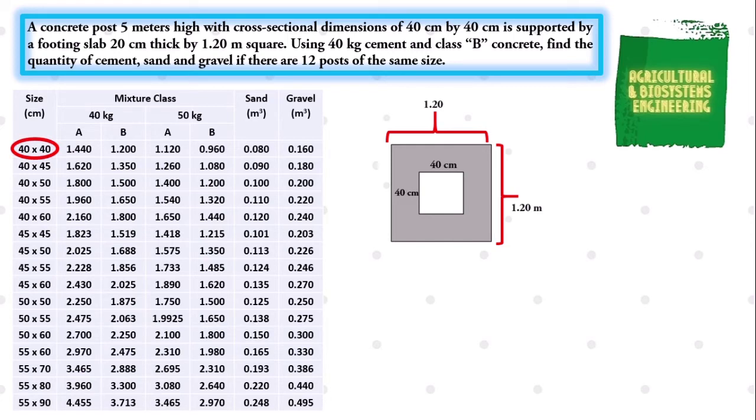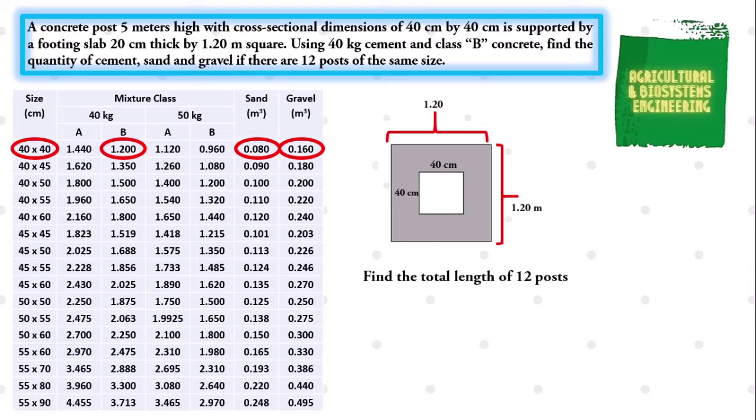Again, the problem requires us to use the Class B mixture under 40 kg cement. So we have a cement value of 1.200, the sand value of 0.080, and the gravel value of 0.160.